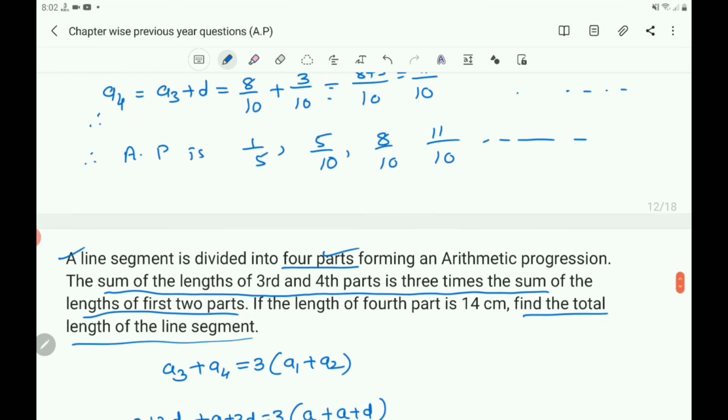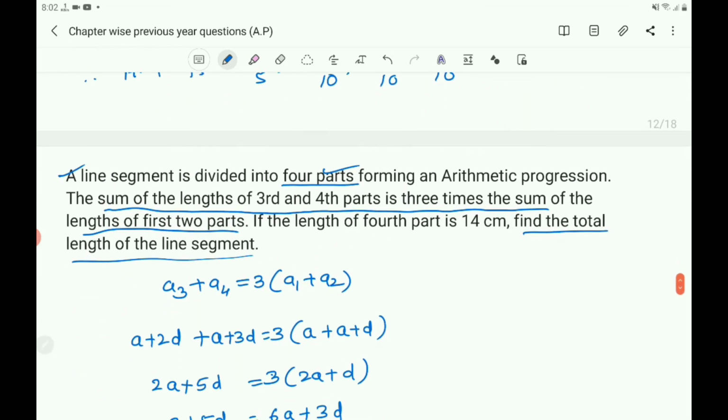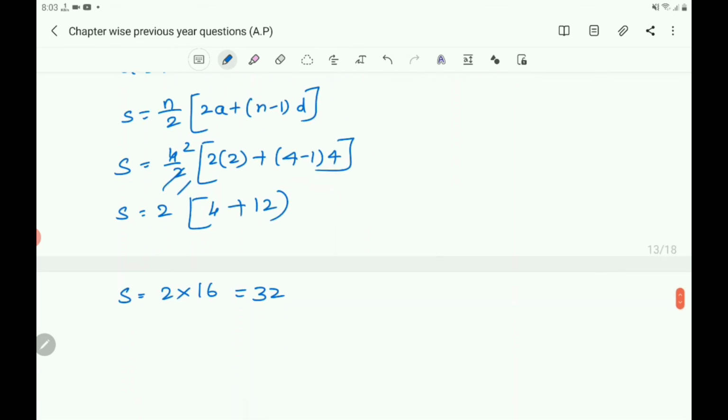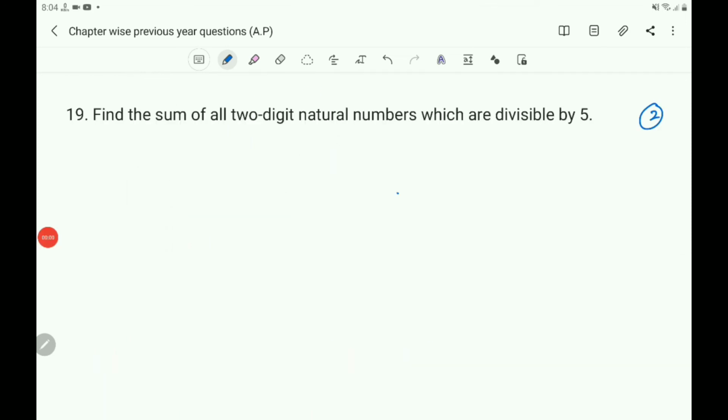So here what is the unit? It is said 14 centimeter, so the unit is centimeter. The unit is 32 centimeter. The total length of the line is 32 centimeter. So write, the total length of the line is 32 centimeter.